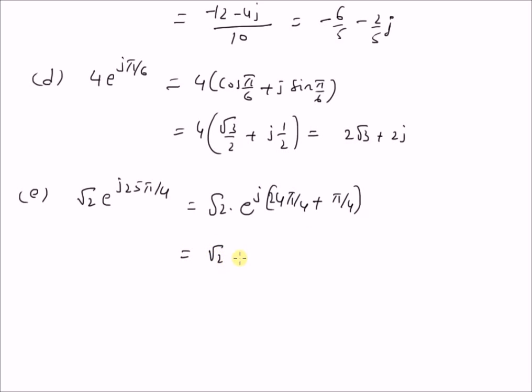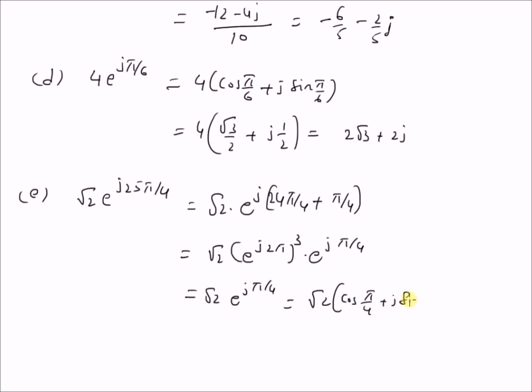Therefore, we have square root of 2 multiplied by e power j 2 pi whole cube multiplied by e power j pi by 4. And since e power j 2 pi is 1, this one is gone. So we have square root of 2 multiplied by e power j pi by 4. That is square root of 2 multiplied by cos of pi by 4 plus j sin pi by 4, which are both equal to 1 by root 2. Therefore, the complex form is 1 plus j.